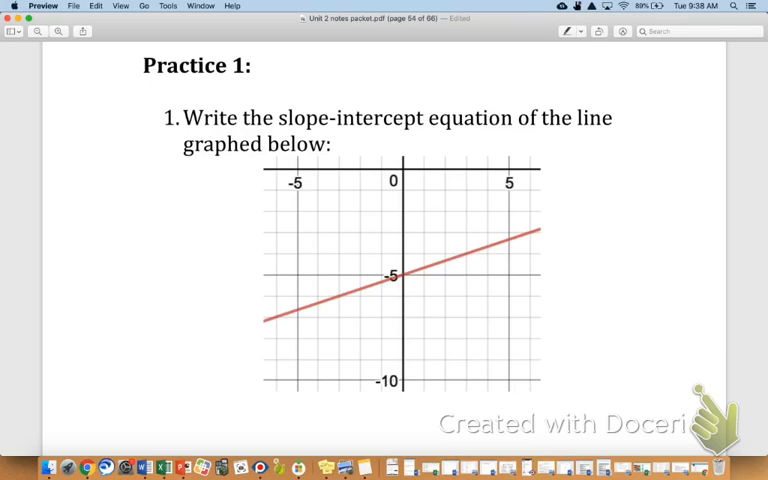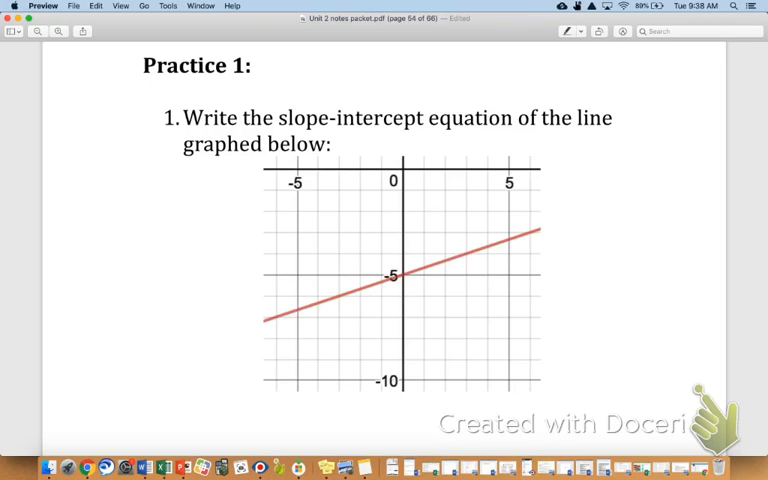I have a question on the last page. Why do you pick these two? I picked just random points. But doesn't it change the slope? Good question. If you were to pick this one and that one, the run would be different. It shouldn't. Let's check it out.